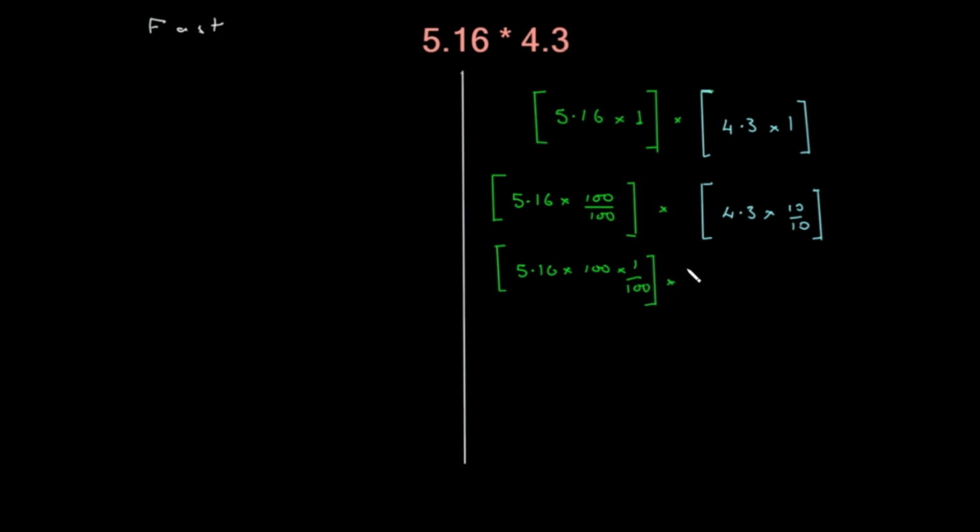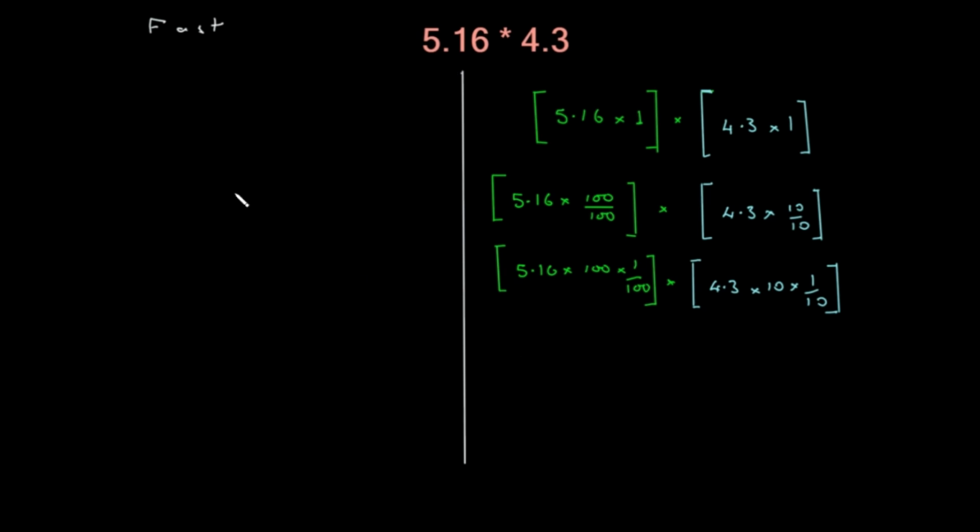Change the colour over here. We have our 4.3. I multiply that by the 10, and then divide it by the 10, which is the same as multiply by 1 over 10. Now in value, that is exactly the same as that, exactly the same as that. Same here, that, exactly the same as that, exactly the same as that. So nothing has changed in value.